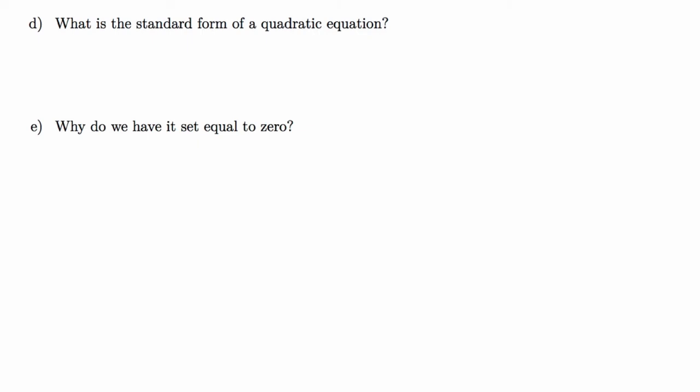In Part D, the question is, what is the standard form of a quadratic equation? The standard form of a quadratic equation is taking the standard trinomial that we've worked with before, ax squared plus bx plus c, and setting it equal to 0. One key note is it would not be a quadratic equation if the a value was 0, because if a was 0, there'd be no x squared, and if there's no x squared term, it can't be a quadratic equation.